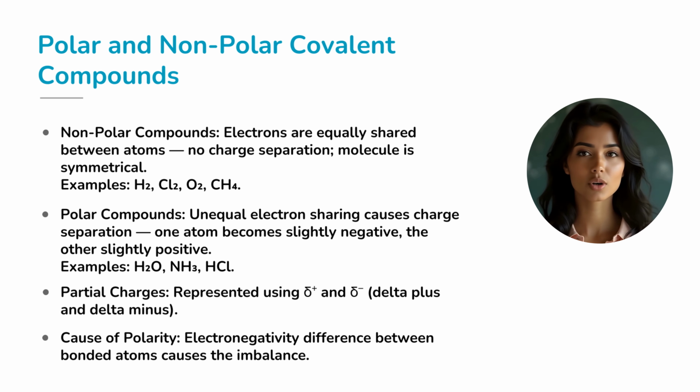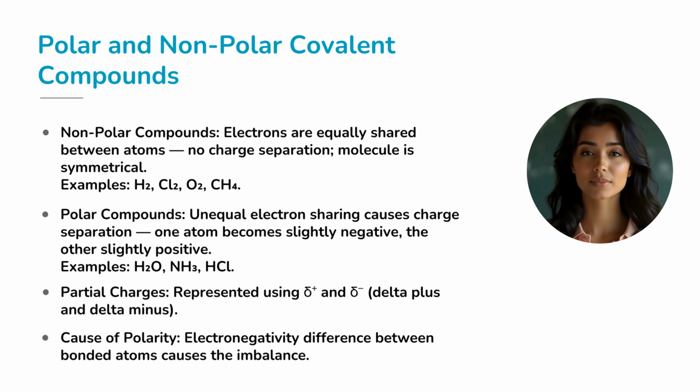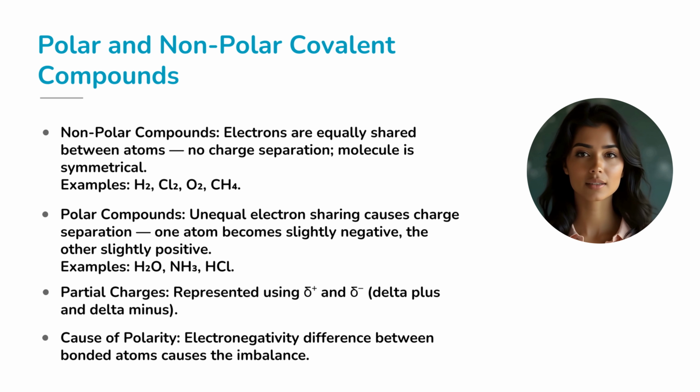Let's begin with nonpolar covalent compounds. When the atoms involved have equal or very similar electronegativities, they pull on the shared electrons equally. The electron cloud is evenly distributed. For example, in H2, Cl2, or O2, both atoms are identical, so there's no charge separation. The molecules are symmetrical and electrically neutral.